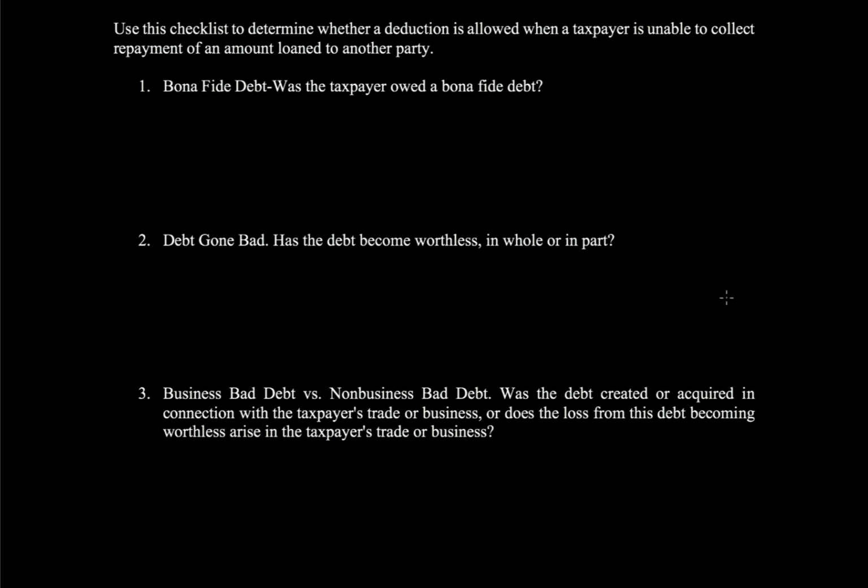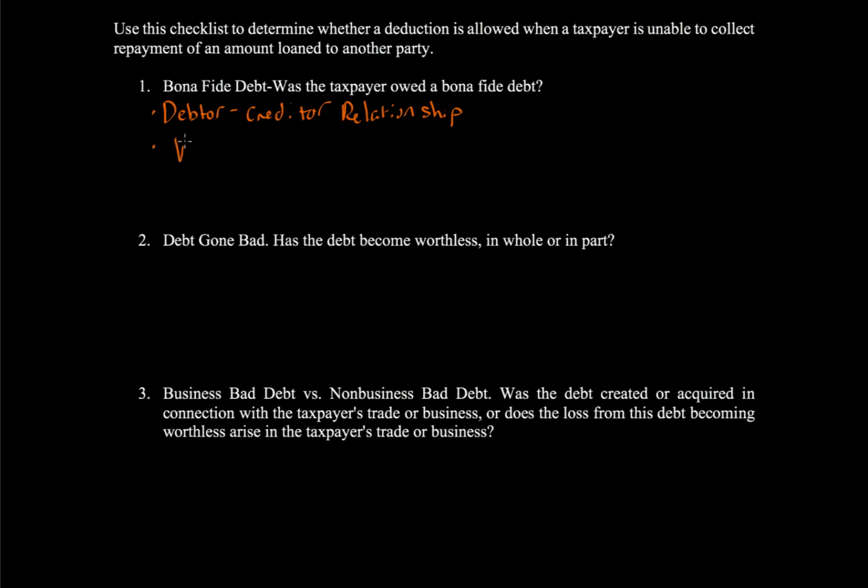So the first is that there must be a bona fide debt. Was the taxpayer owed a bona fide debt? So the regulations specify that a bona fide debt is a debt which arises from a debtor-creditor relationship based upon valid and enforceable obligation to pay a fixed or a terminable sum of money. So the key is that there's a debtor-creditor relationship.